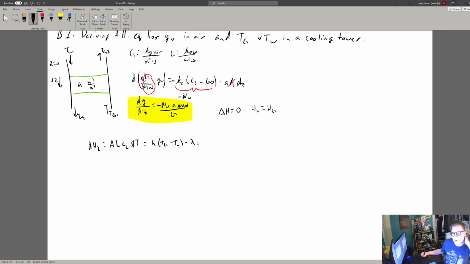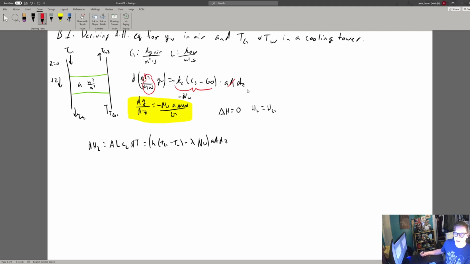And we're going to multiply that by the mass transfer, the mass flux, sorry. And we're going to have to multiply this whole thing by the specific volume and the cross-sectional area and the change in the height.